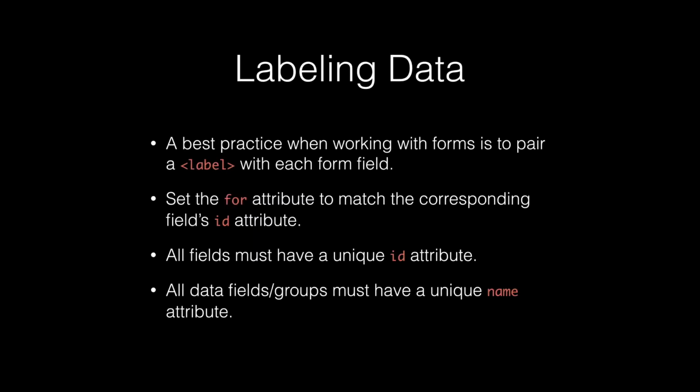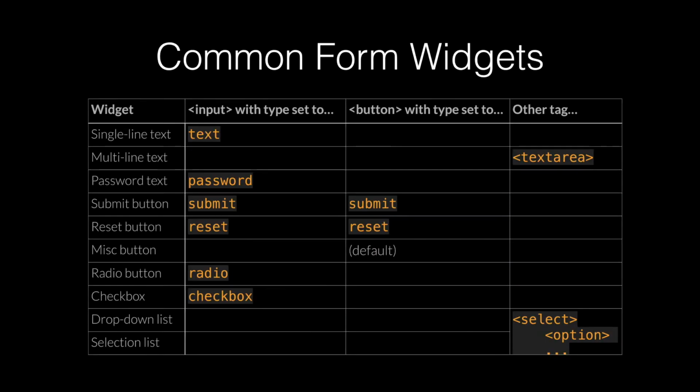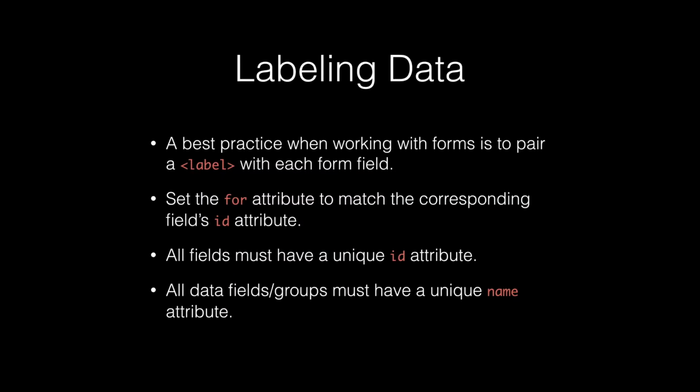All right, now we're going to move on to looking at how we label data, and then a few common form widgets, and then we'll switch over and do some experimentation with all of the things we've talked about so far. So with labeling data, the best practice when working with forms is to pair any form field with a label. I kind of worded it opposite there in the bullet. But basically every form field that you put in, it's a best practice to have a corresponding label for that. So we'll get to look at examples of those in the demo file.